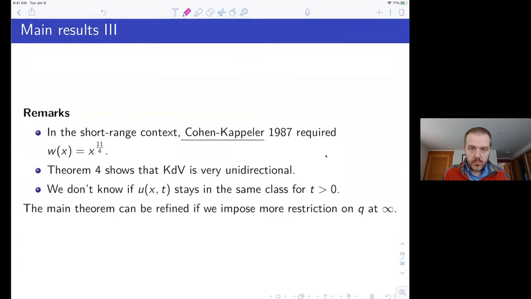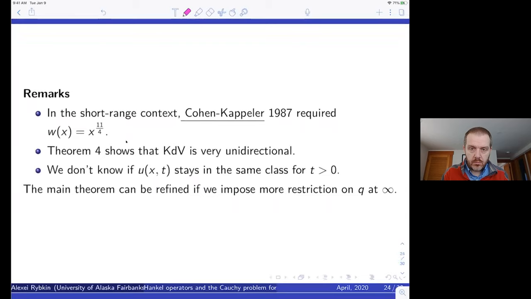And just a few remarks. In the short range context, when Q decays at minus infinity fast enough, but decays at plus infinity with this weight function, similar results were proven by Cohen and Kappeler back in 1987, and they relied on the classical inverse scattering transform, and it was a very, very long and technical proof. Our proof is perhaps just a fraction of the original proof, and it yields a better result because we use some facts from the theory of Hankel operators that they didn't have access to.